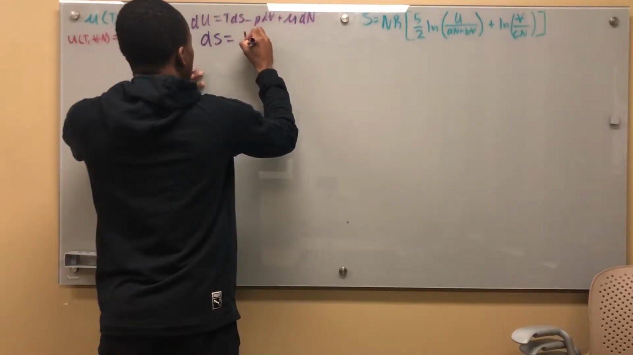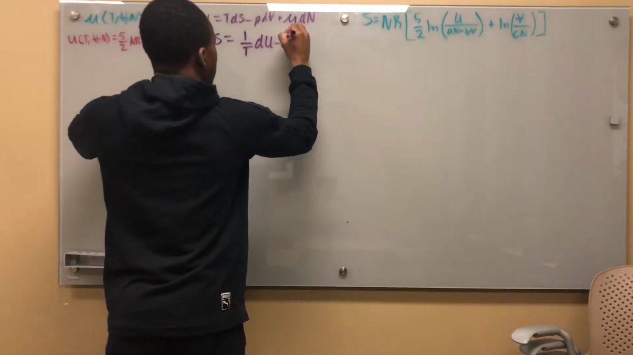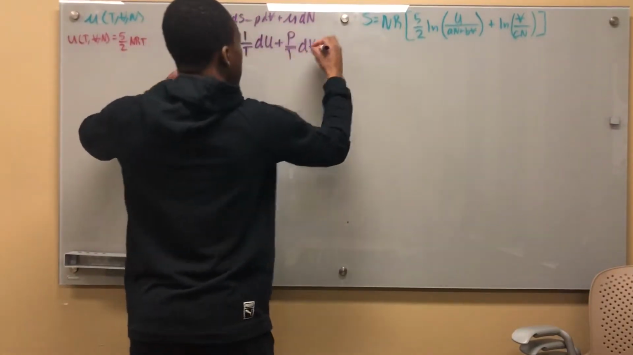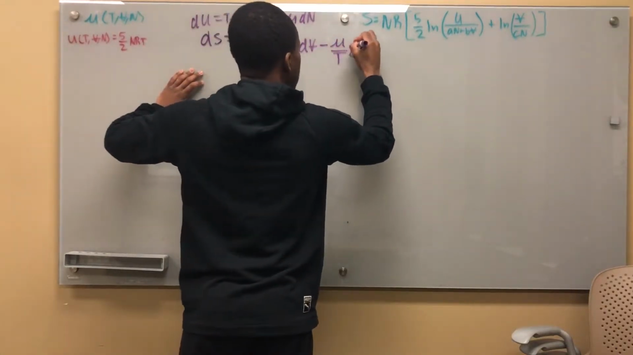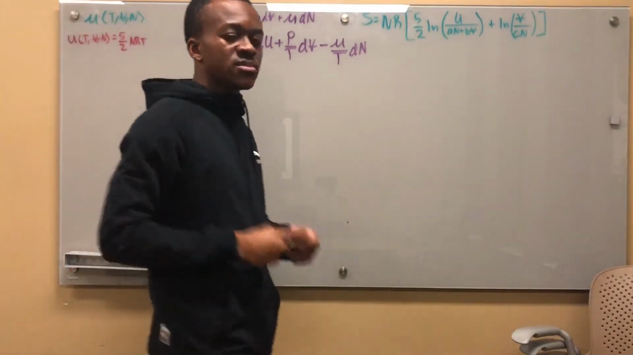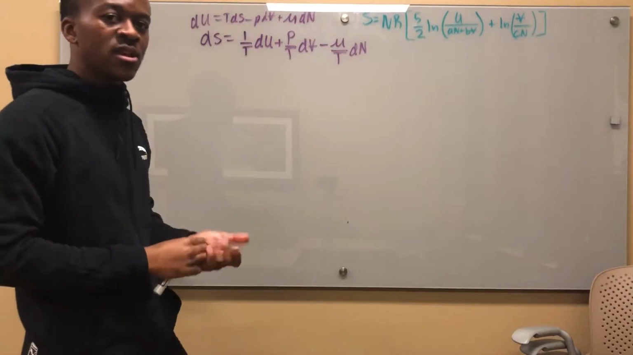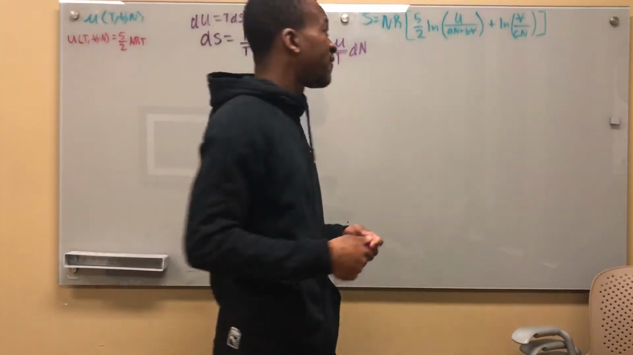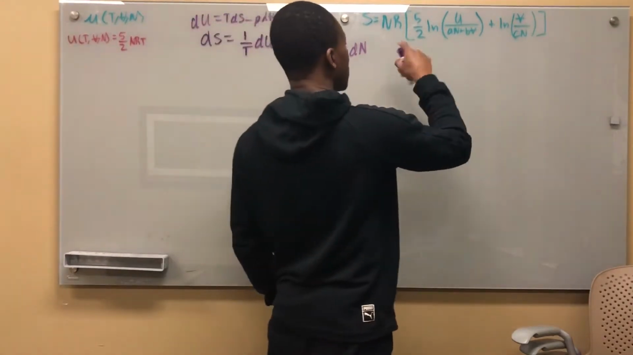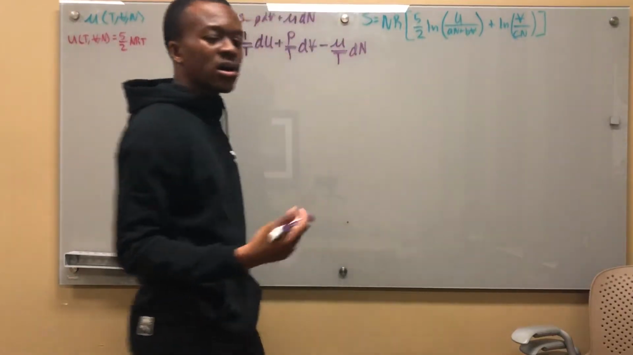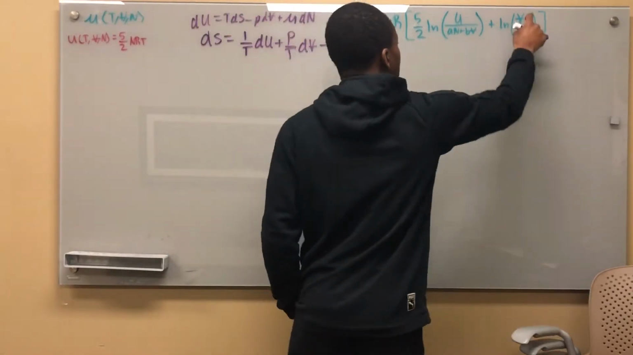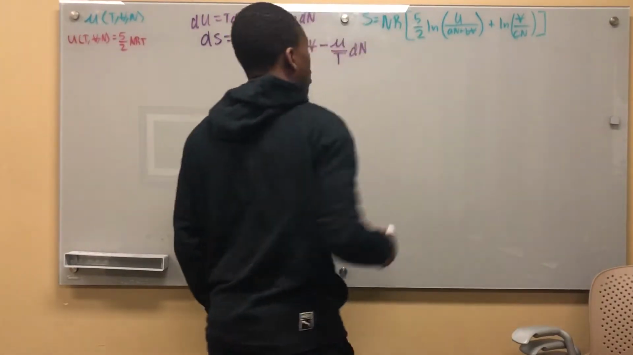ds is equal to 1 over t du minus p over t dv plus, actually, minus mu over t dn, right? I can already see something, right? Now, when they say in terms of t, v, and n, they want only t, v, and n to be the variables that we're dealing with in our final answer, right? And I'm solving for mu here, right? So I need that u in terms of t, v, and n, right? I need this v, I need this n, and then c, b, a, and r are constants, right?